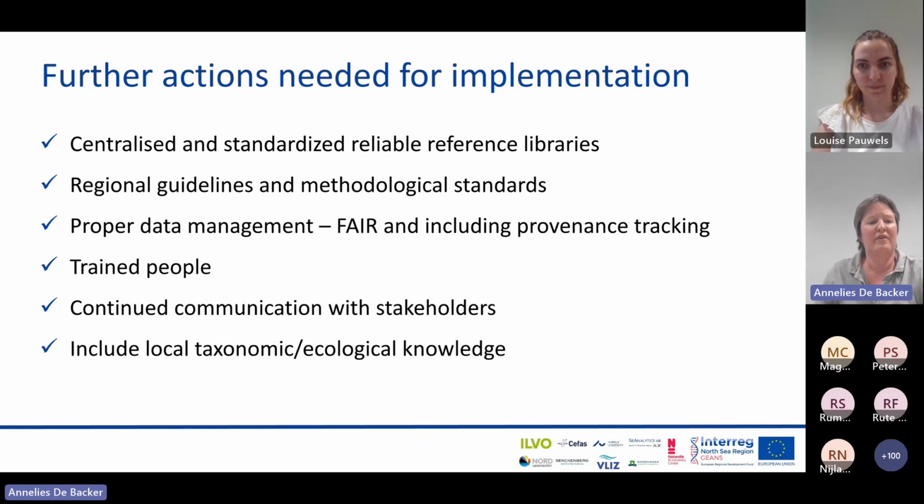Another important one is that we will need trained people able to do these DNA-based methods, to do the processing of the samples. And within GEANS, communication with stakeholders was key, but this should be continuing, since this really is important towards implementation. And I think it's not an action, but it's something to remember, that we should definitely not forget all the local taxonomic and ecological knowledge that's already out there from the years of traditional monitoring, because it's good to validate your DNA-based monitoring data. Several of these actions are actually followed up in newly started Horizon Europe projects, which you will hear about in a minute. So it will be only one presentation instead of 2, but still.